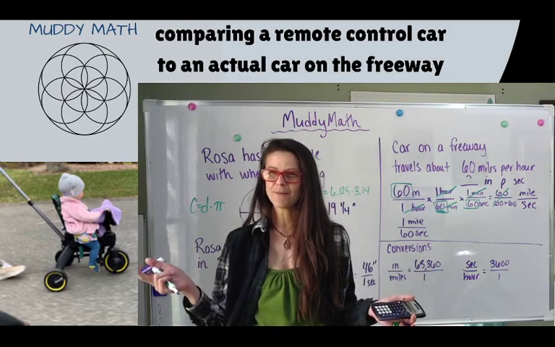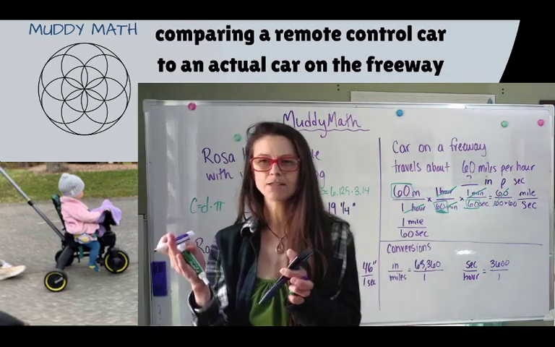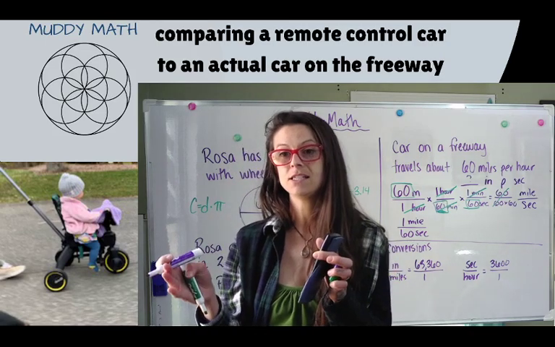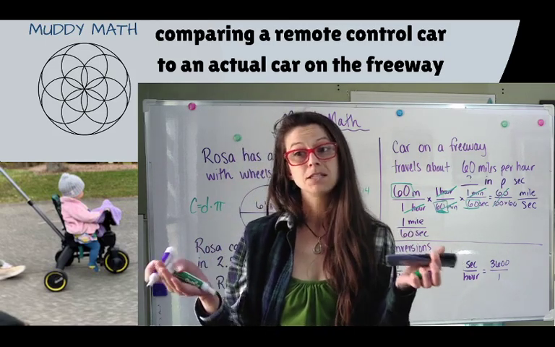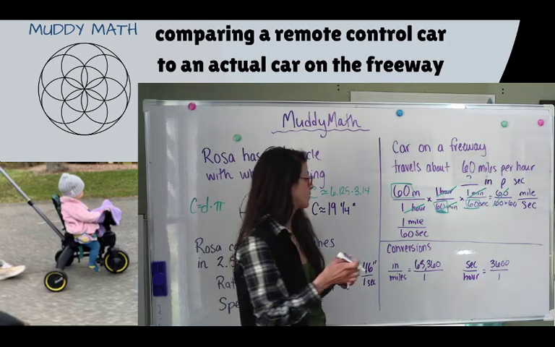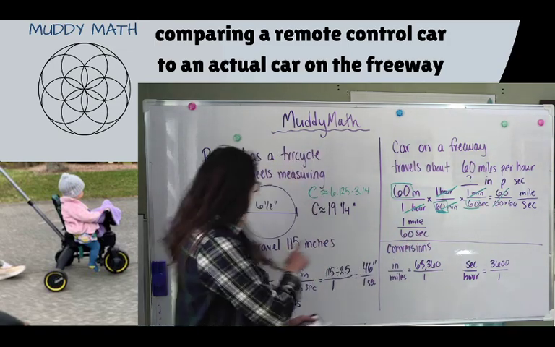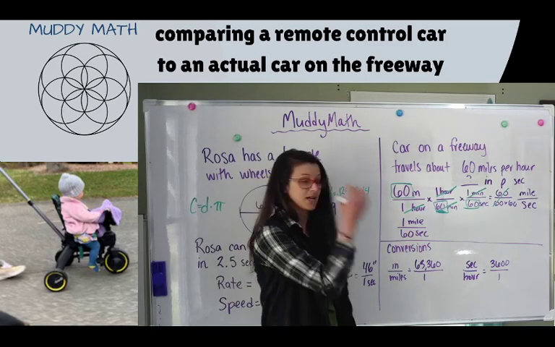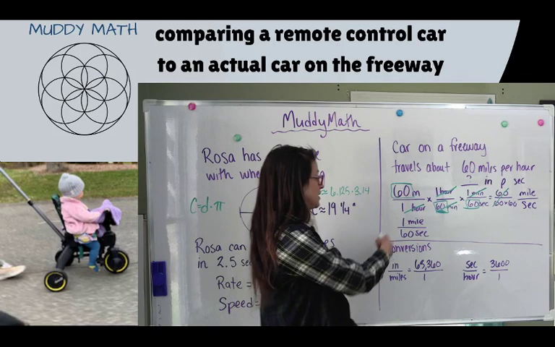Pause and ask yourself, does that make sense? If a car is going 60 miles per hour, does it make sense that it's going 1 mile every 60 seconds or 1 mile every minute? Does that make sense to you? Okay, so now we're still not done because Rosalie was traveling at a speed of inches per second, not miles per second. So I still need to convert this into inches per second.